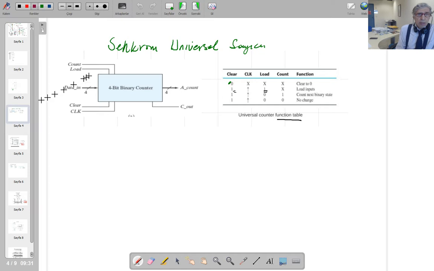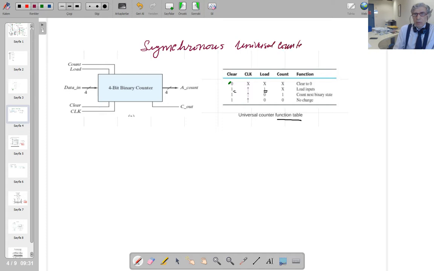Okay, this is the universal counter now. Synchronous universal counter. It is written in Turkish, so I'll make it in English. Synchronous universal counter. So this is a box. This is an MSI element. Let's count the inputs. So 1, 2, 3, 4 inputs we've got here.